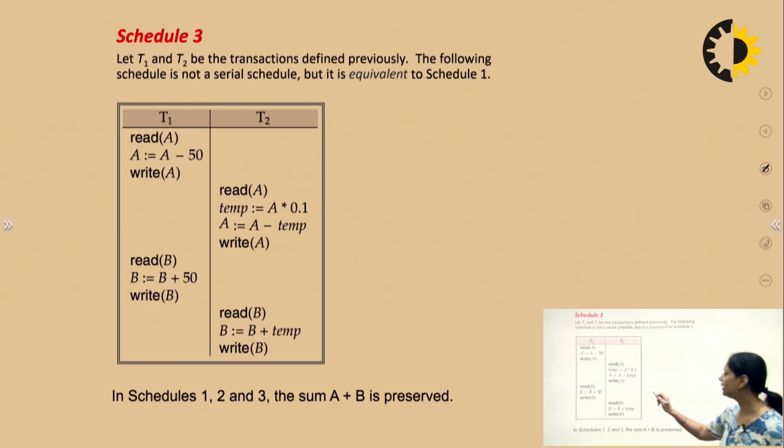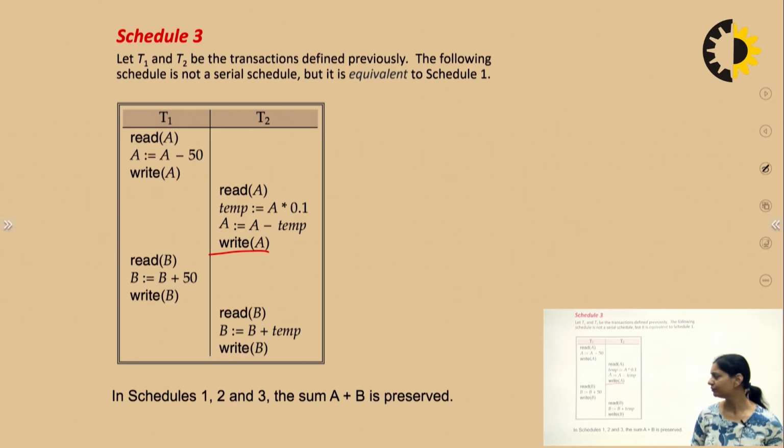So this write A will finally update the value of account A by first reducing $50 and then reducing the 10% amount of account A. Now again T1 gets executed, which will read the amount of B, update the account by adding $50 to it and then write the updated amount. Then T2 gets executed, wherein the 10% of the amount is calculated and added into the temp.